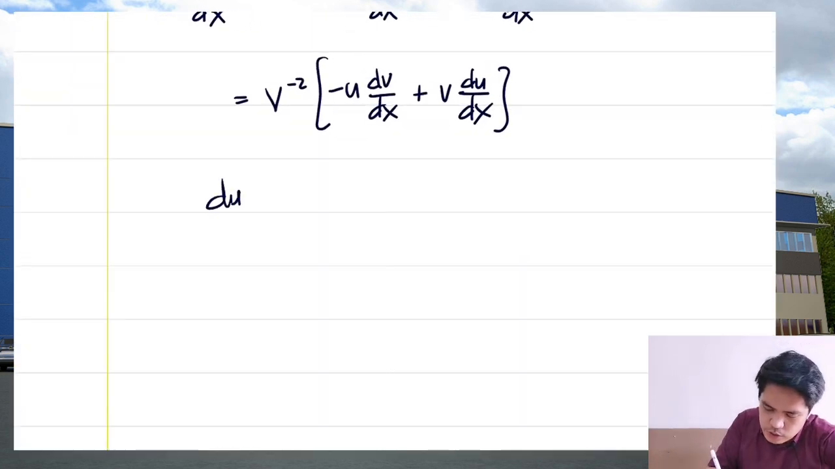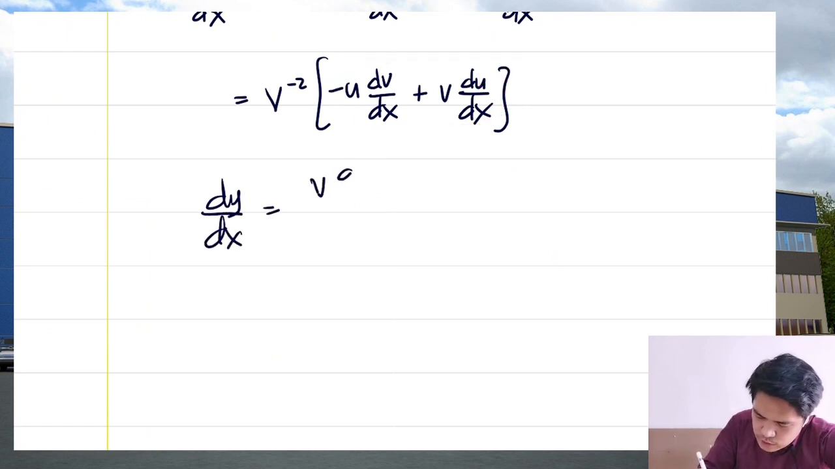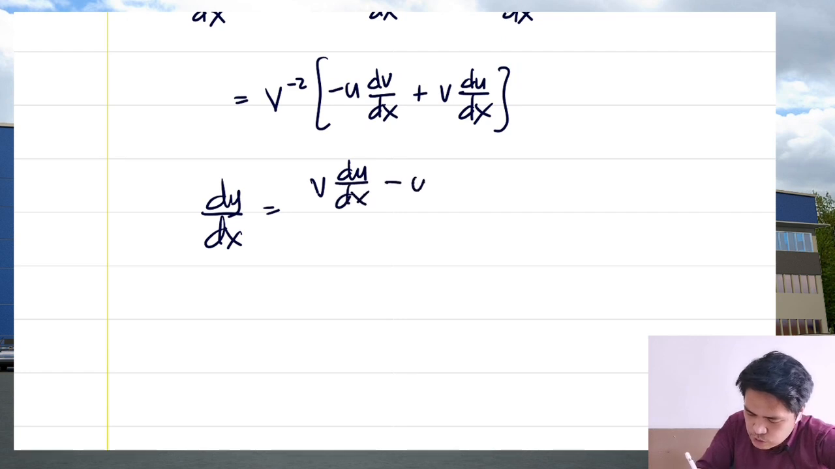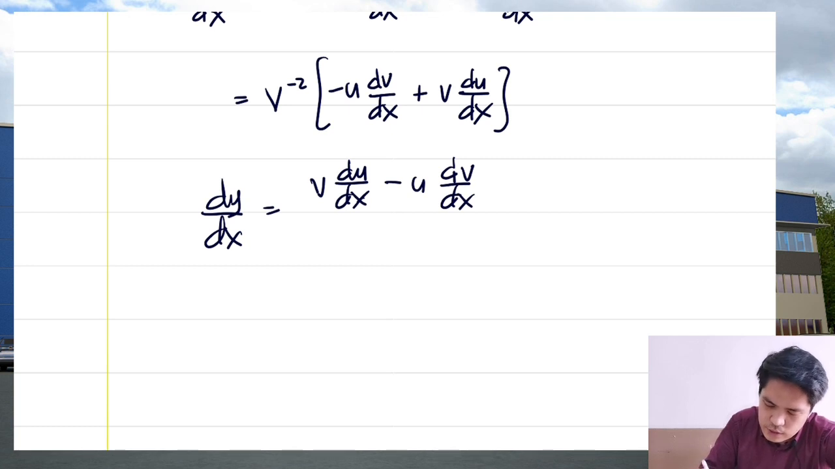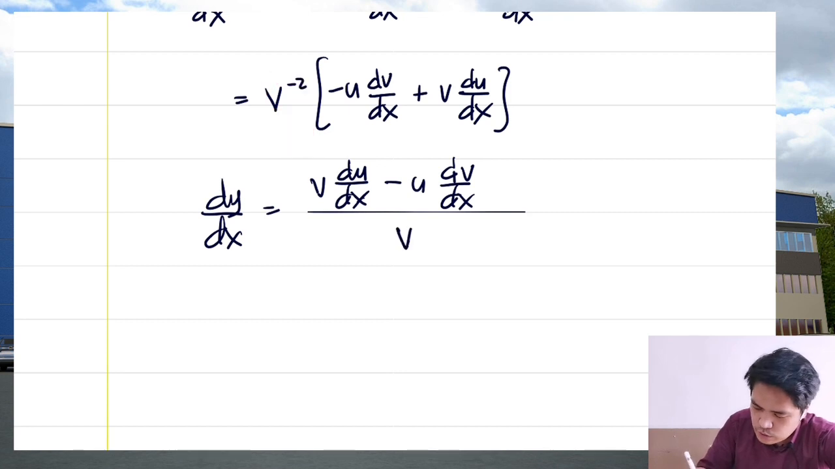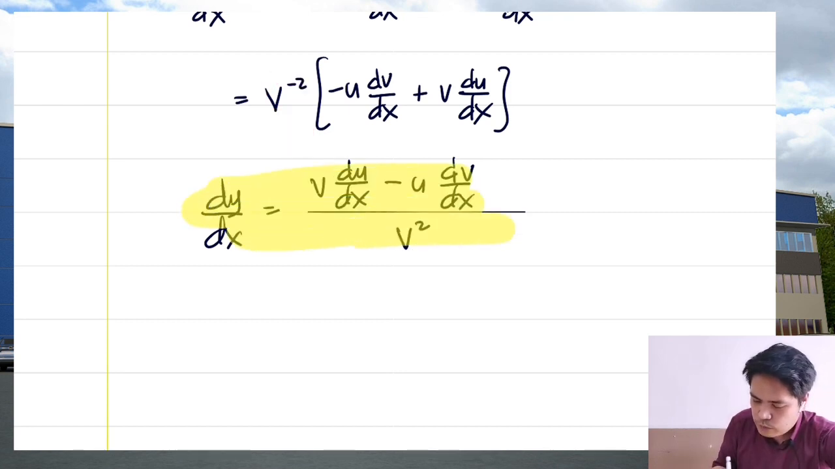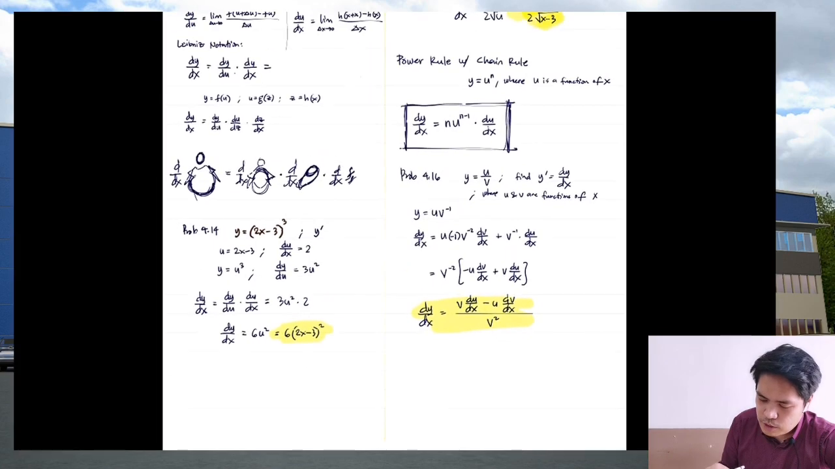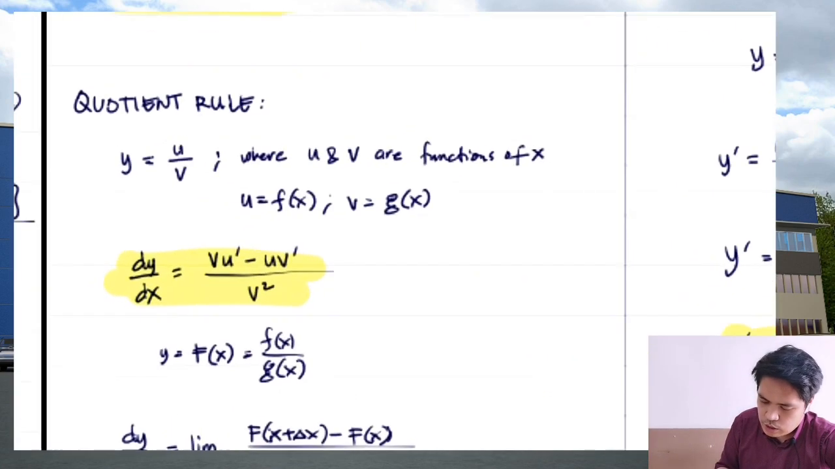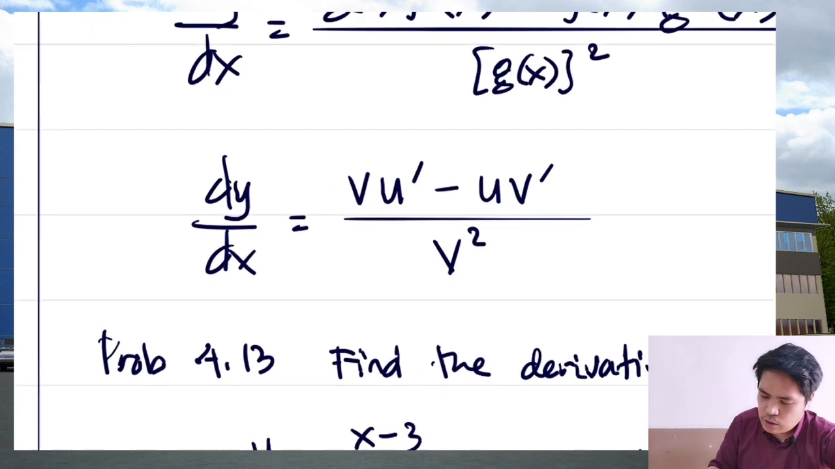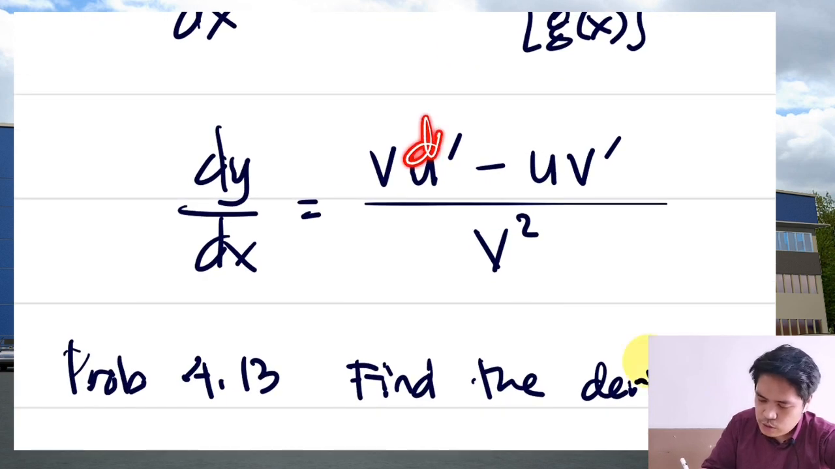So that will be v raised to 1 times du over dx. So rearrange: dy over dx is equal to v du over dx minus u dv over dx, then over, lagay lang natin as denominator, v squared. So that is our formula for the quotient rule, or that is the same as the formula in the quotient rule. Ganun pa rin, because u prime is du over dx and v prime is dv over dx. Ganun din naman yan.